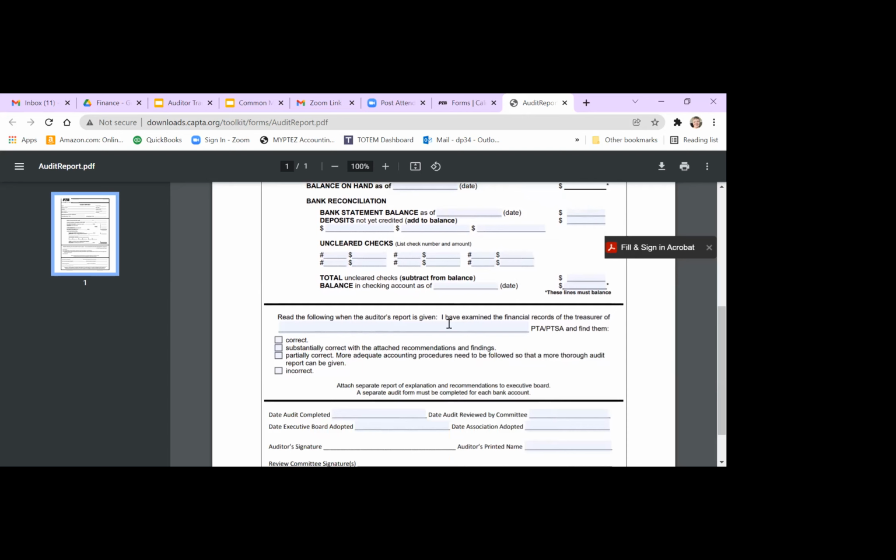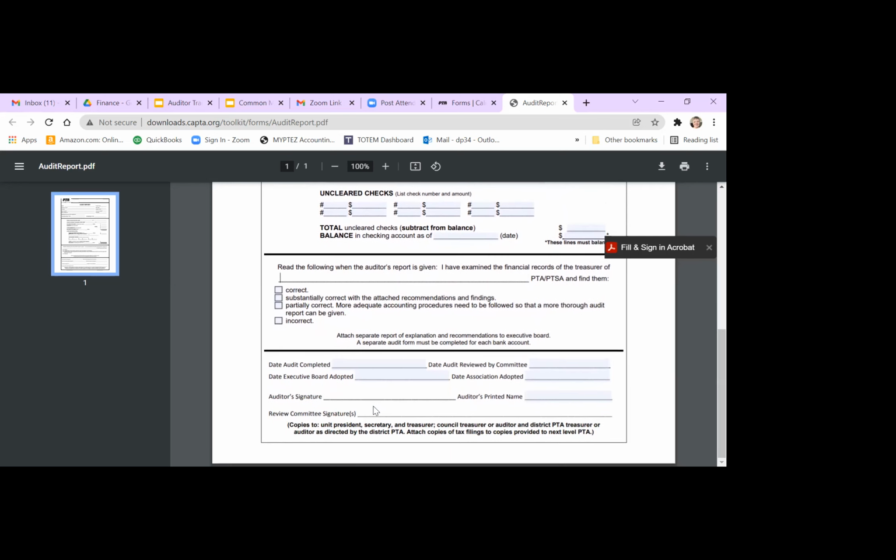At the bottom, you're going to give your recommendation that the council PTA auditor finds the books correct or substantially correct. And then it's signed by you and your committee.